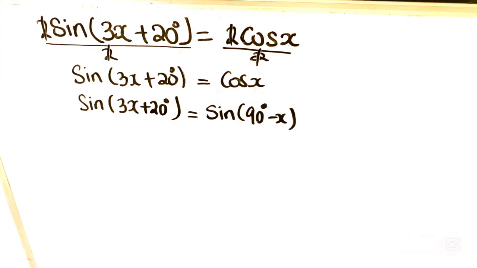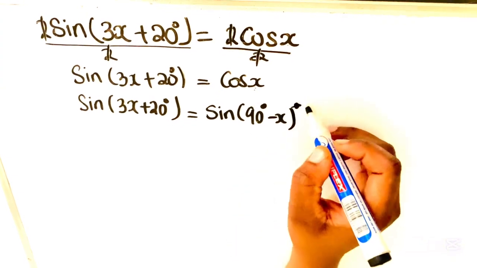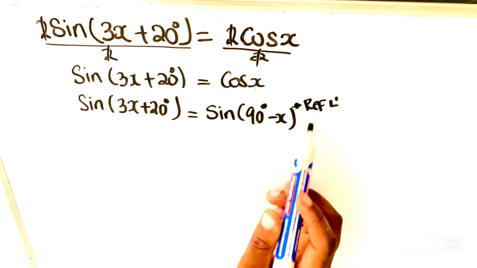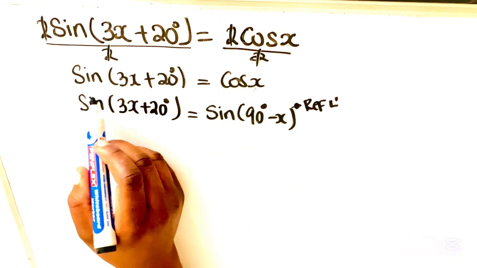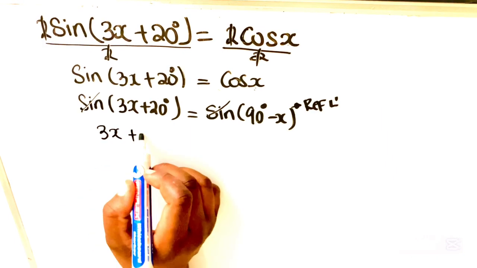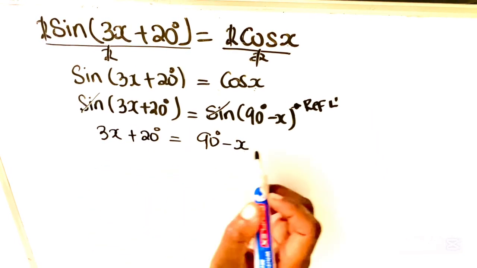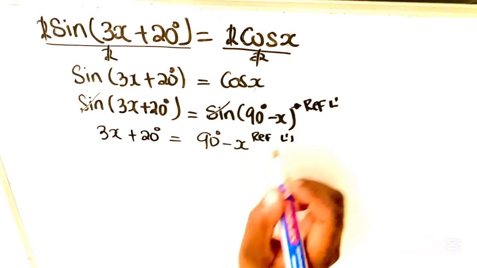Another thing that you have to know is that the 90 minus becomes the reference angle. Yes, I know it's a bit weird, but now in this case you can drop the sin. Therefore you'll have 3x plus 20 degrees is equal to 90 minus x. Remember, I said this is our reference angle.